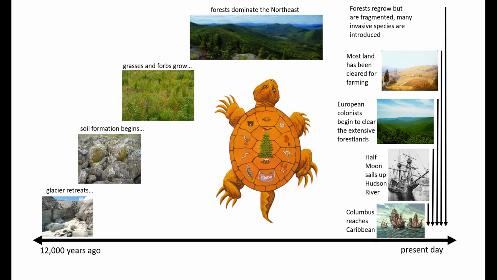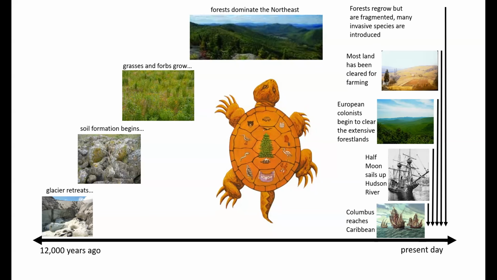And ever since then, as the farmlands were abandoned, the forests began to regrow, but now a lot of invasive species have been introduced and the lands are quite fragmented. So looking at the land at a very broad landscape scale, you can think about the extent of the changes that have happened. And what I really want to drive home with this slide is just how quickly that happened.